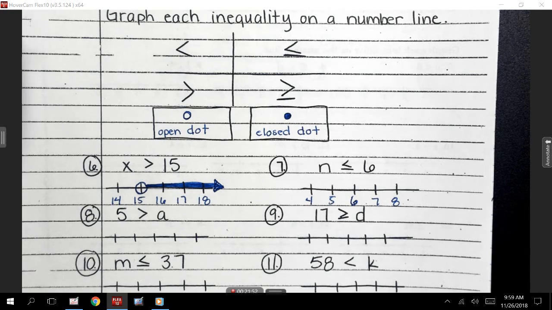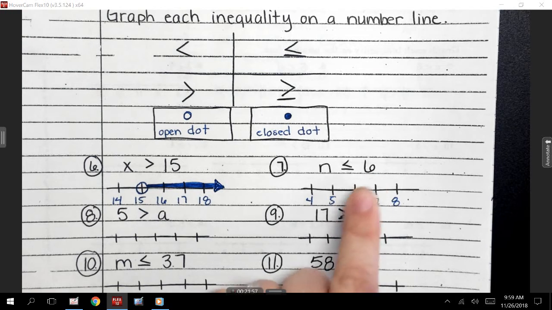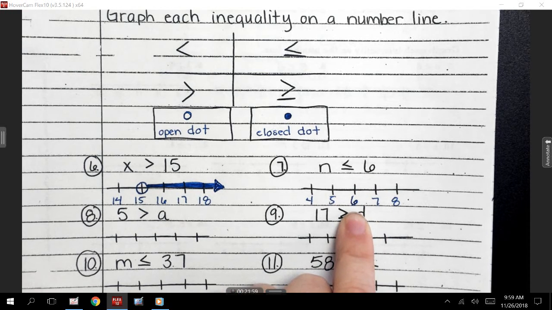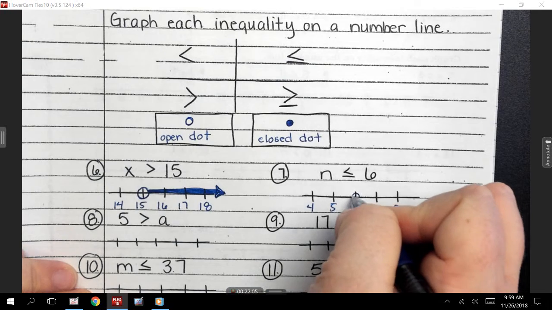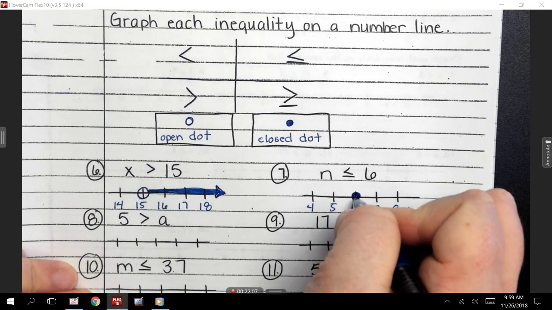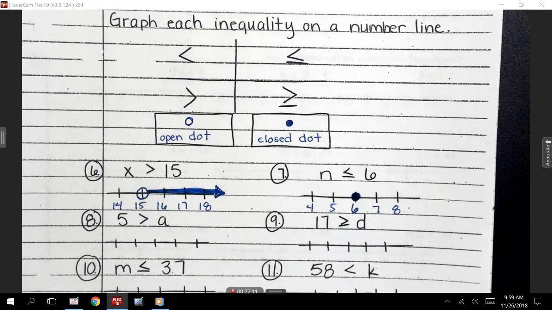All right, so obviously we're saying that n is less than or equal to 6. So n's being compared to 6. So I need to show 6 as my starting point. What type of dot am I going to use here? What type of dot, Lauren? A closed dot. We're just going to fill that in. And you'll notice, guys, again, I'm putting it right on that line. It's not sitting on top of the line. Make sure it's on that line.